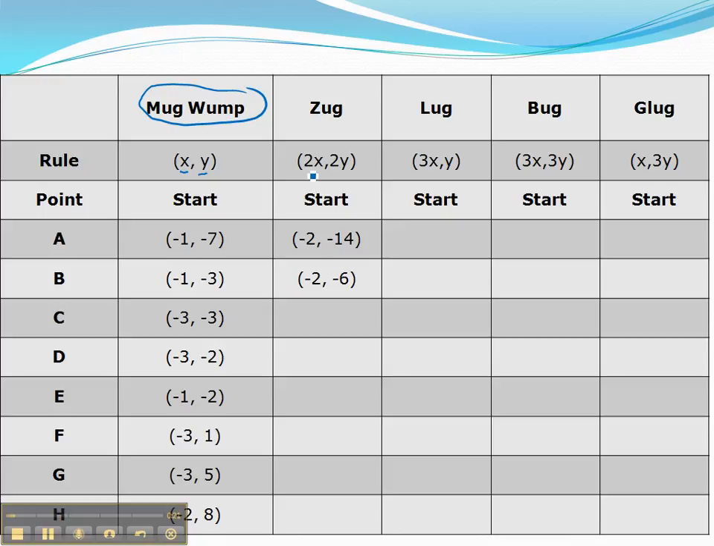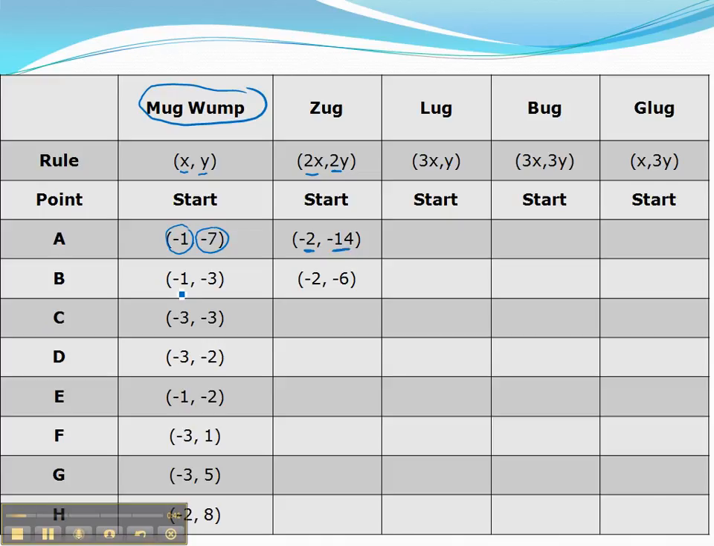Zugwump, the rules for Zugwump are 2x and 2y. So we're going to multiply all of Mugwump's coordinates by 2. The first example you have here is 2 times -1 would be -2 for x, and y is -7. 2 times -7 is -14.